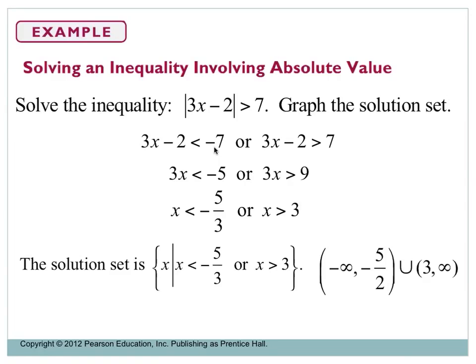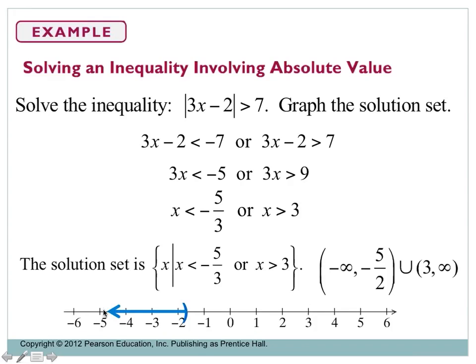Now, if you're doing this in interval notation, you put these together with this union symbol, okay? So if you look at the shading, we have x is less than negative 5/3. That means we're going to start at negative 5/3, which is negative 1 2/3, and we're going to shade to the left. And we're also going to start at 3, and we're going to shade to the right.